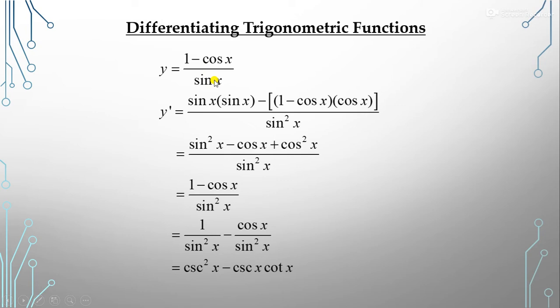Clear how we can differentiate trigonometric functions, and how we can apply the product and the quotient rule? I think now it is clear to you. So you have to practice the questions, then you can easily do the differentiation of the functions.